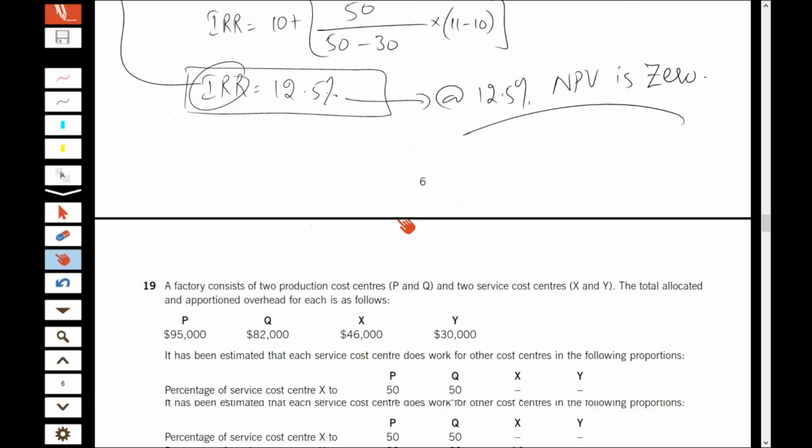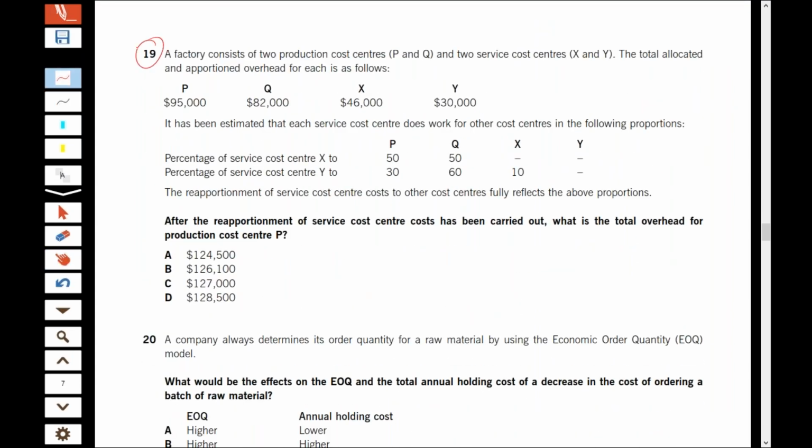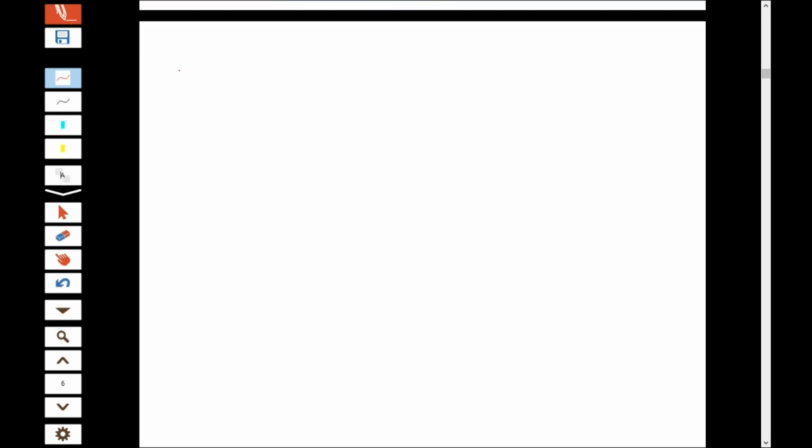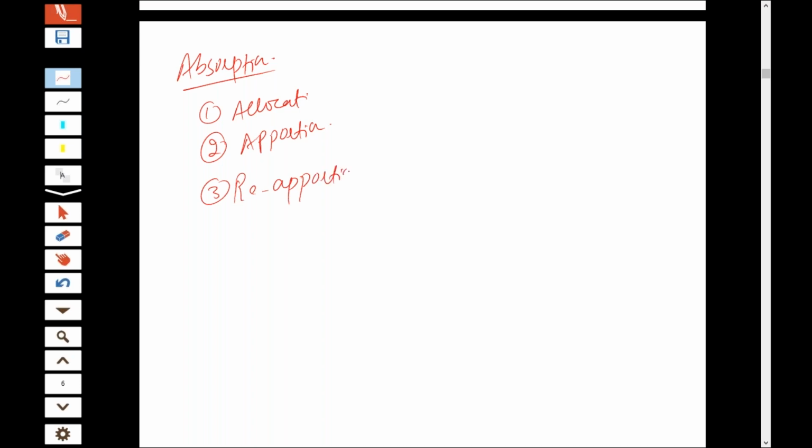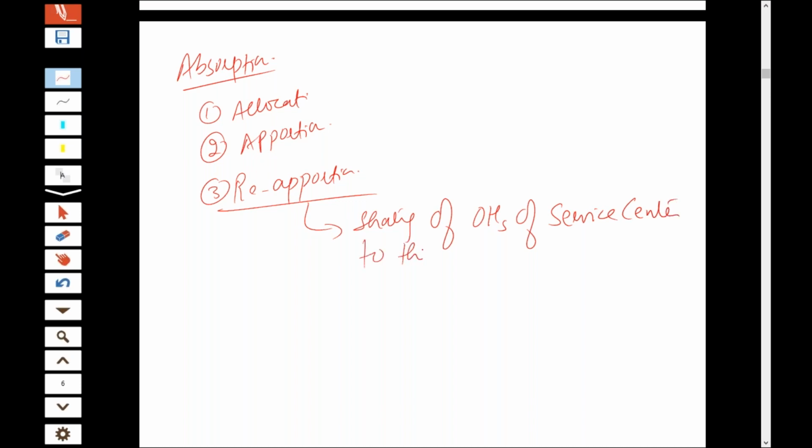Okay, moving towards MCQ number 19. MCQ number 19 is the reapportionment of the service cost center. So, first of all, I should give you a short recap of absorption. It is number 1, allocation, number 2, apportion, and number 3 is reapportion. Reapportion includes sharing of overheads of service center to the production centers.